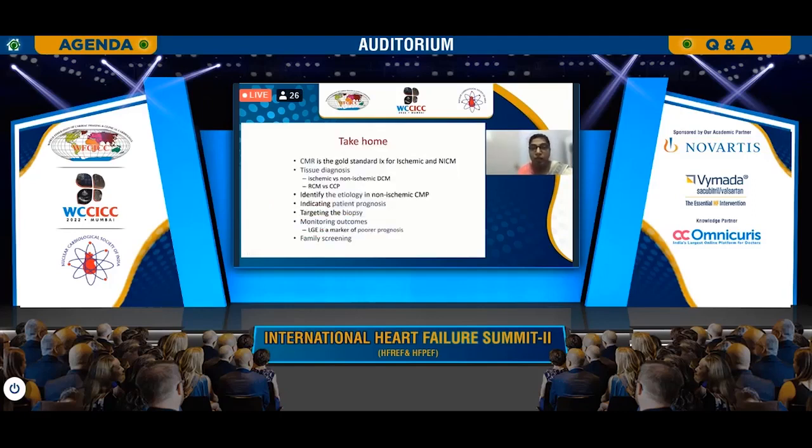So I would end by saying cardiac MRI is the investigation of choice for evaluation of non-ischemic cardiomyopathy, and for certain cases of ischemic cardiomyopathy. It allows you tissue diagnosis, helps you pick up the etiology, and prognosticate patients. In patients having focal involvement, it can target biopsy, and it is also useful for monitoring the outcomes and for doing screening of patients who are genotype positive but phenotype negative.